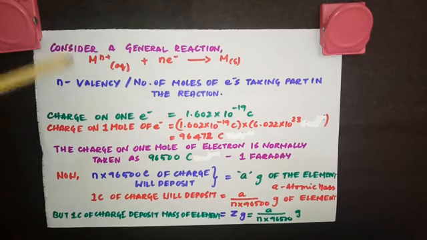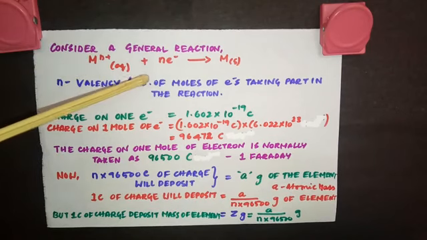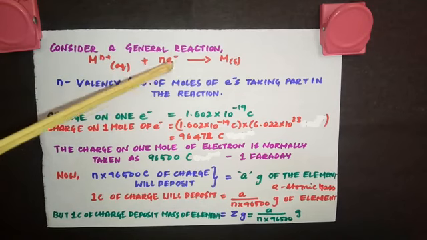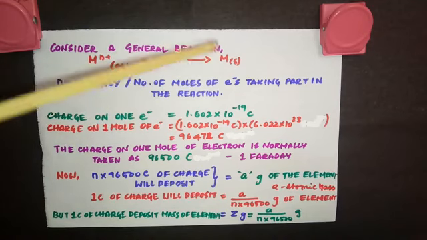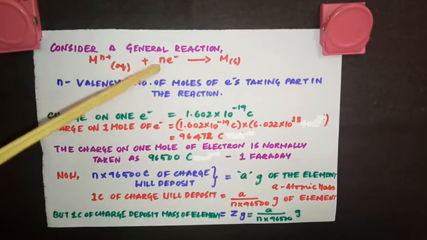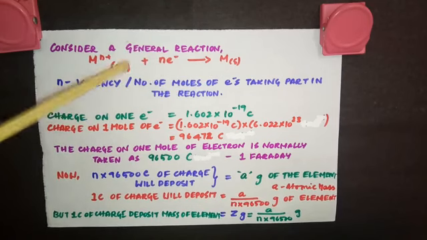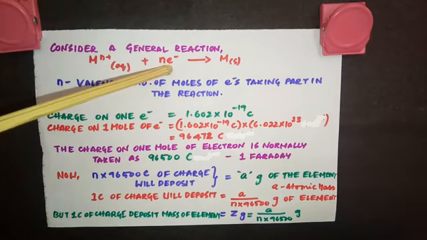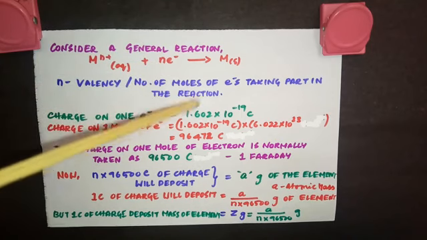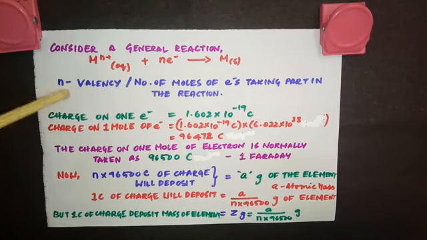Now consider a general reaction, M^n+ plus n electrons giving M solid, which means this ion is undergoing reduction to give you a neutral species. Here n is called as valency, or the number of moles of electrons taking part in the reaction. Actually, we are not talking about 1 electron or 2 electrons. This is actually moles of electrons. Number of moles of electrons taking part in the reaction is n.